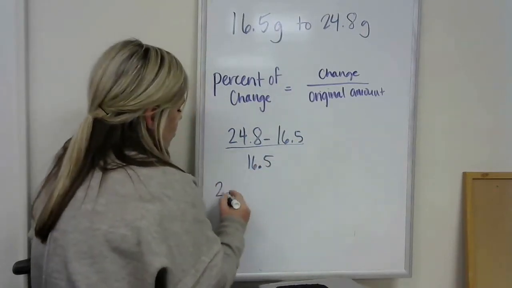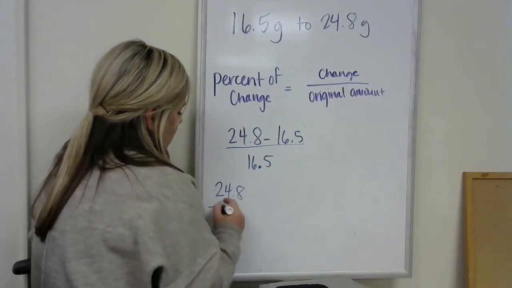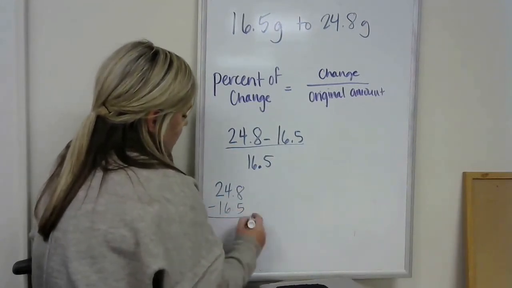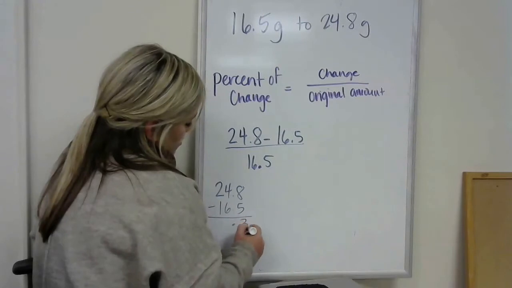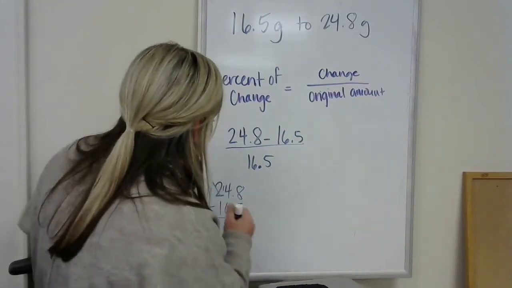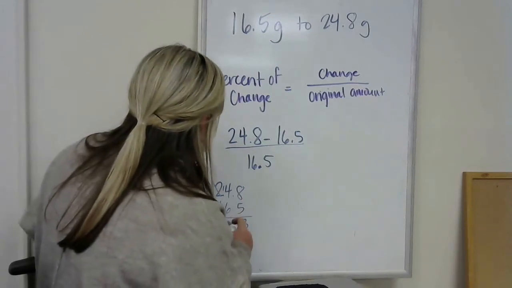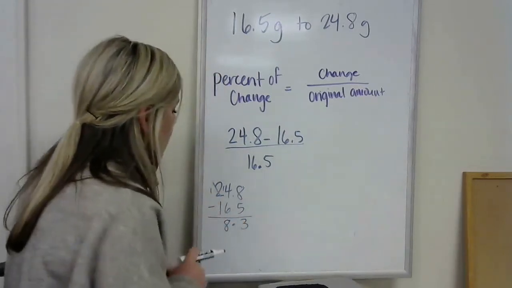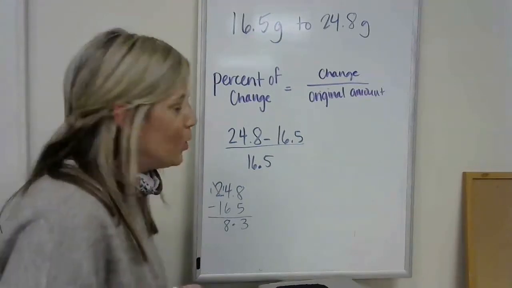Okay, so 24.8 minus 16.5. 3 and 6, 8. Okay, so we have 8.3.